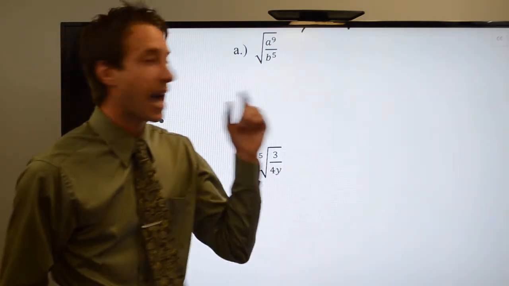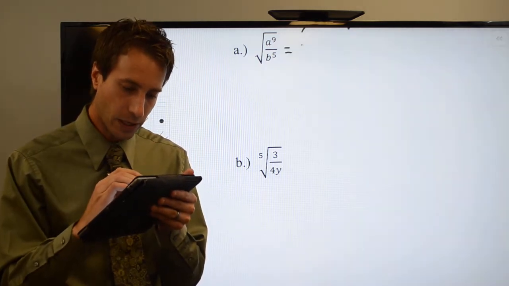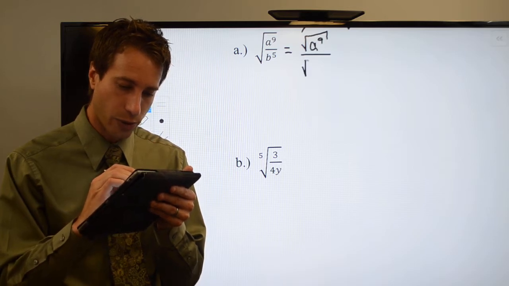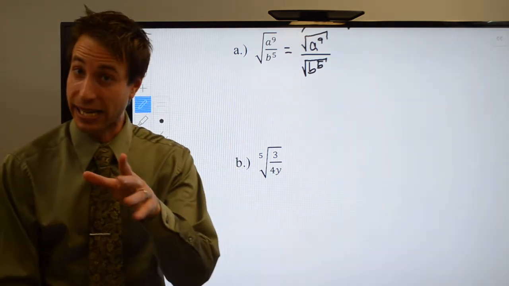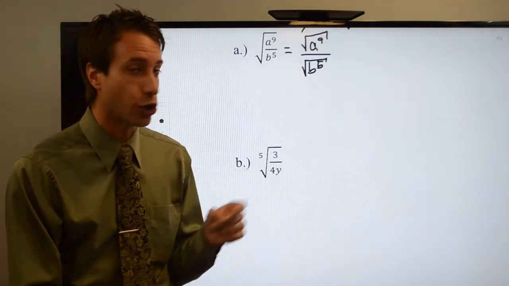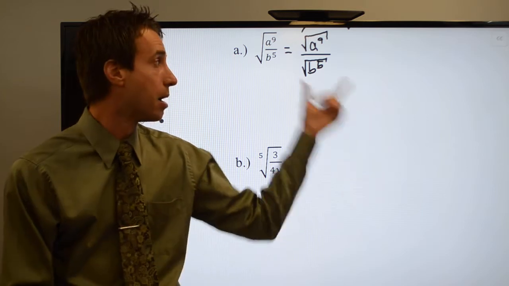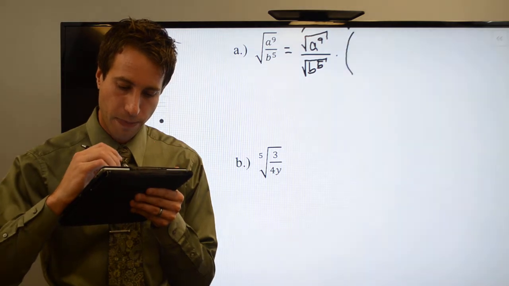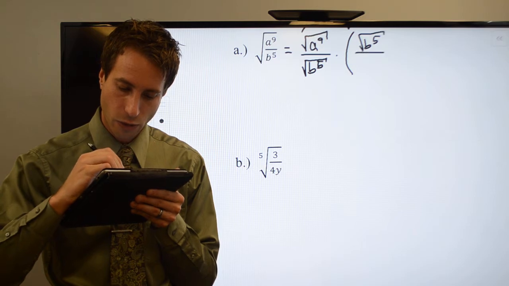So here we go. I immediately take a look at it and go, okay, well, I know I need to use the quotient property to do the square root of a to the ninth over the square root of b to the fifth, and I take a look at it and recognize my index is a 2, which means this is really easy. All I have to do is multiply top and bottom by whatever is down here. So we'll multiply top and bottom by the square root of b to the fifth over the square root of b to the fifth.